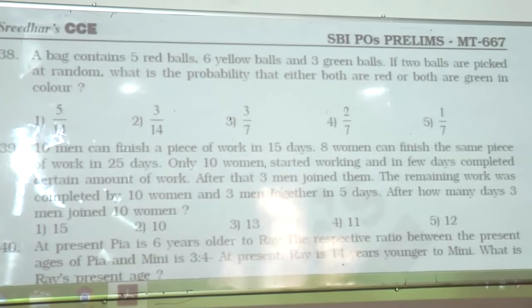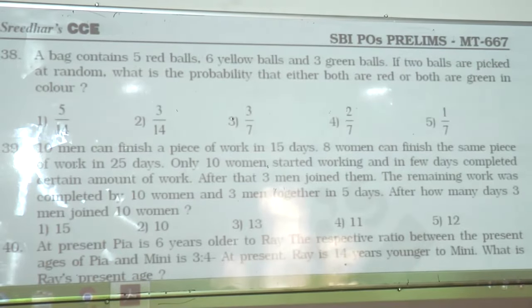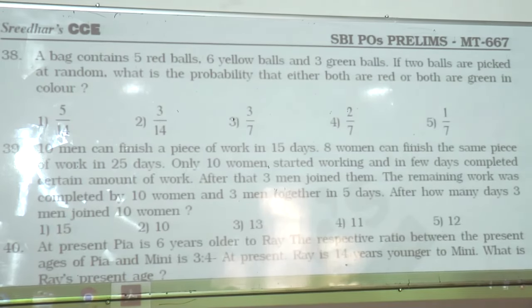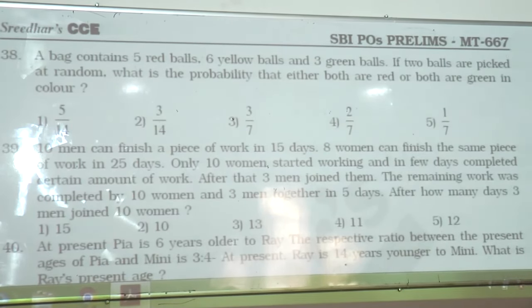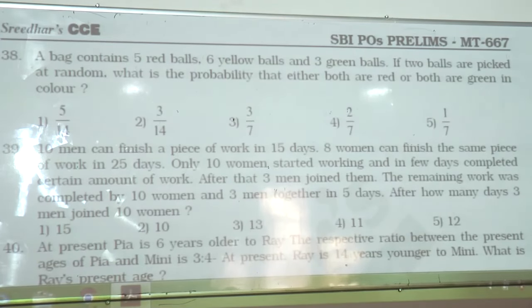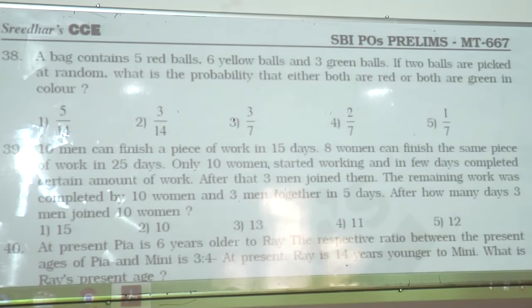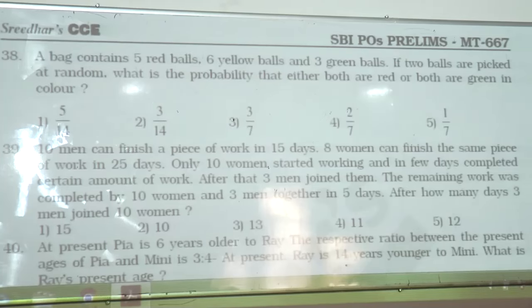10 men can finish a piece of work in 15 days. 8 women can finish the same piece of work in 25 days. Only 10 women started working and in a few days of completion completed a certain amount of work. After that 3 men joined them. The remaining work was completed by 10 women and 3 men together in 5 days. After how many days did 3 men join 10 women? Right.